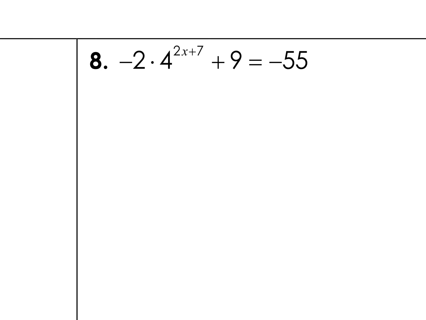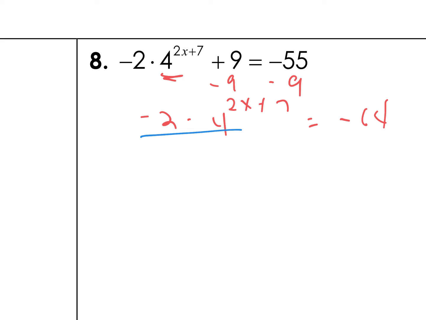Okay, so I can't fool Alice. Do you remember the other day we said it's important to get the exponential function by itself if you can? So I need to get the 4 to the 2x plus 7 by itself. So logically get rid of this number, minus 9. And you're going to notice that it cleans it up a lot. It gives you negative 2 times 4 to the 2x plus 7 equals some negative number, negative 64. One more step will accomplish the goal.